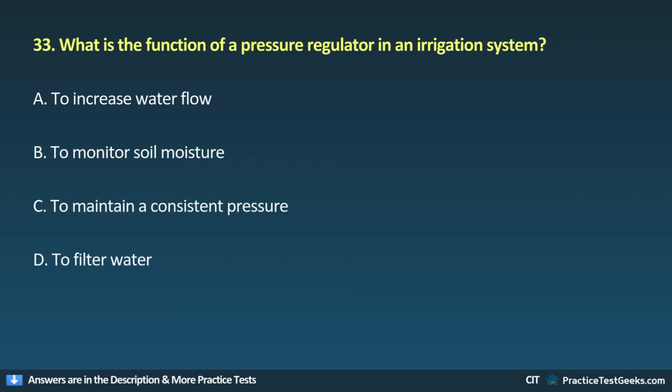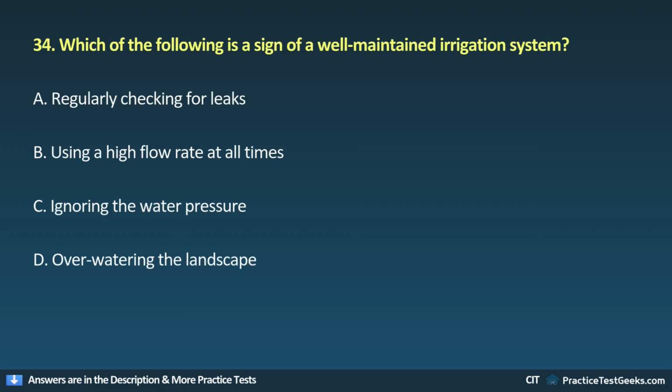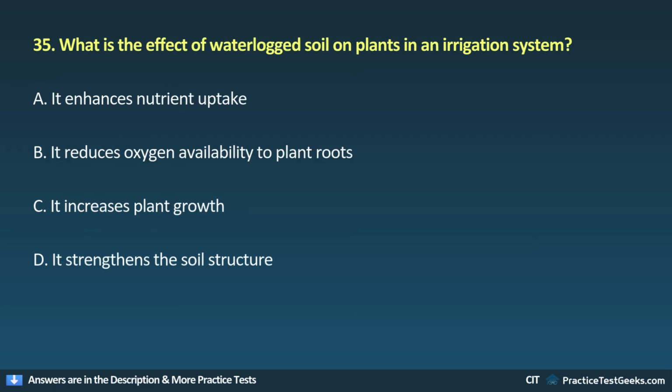33. What is the function of a pressure regulator in an irrigation system? A. To increase water flow. B. To monitor soil moisture. C. To maintain a consistent pressure. D. To filter water. 34. Which of the following is a sign of a well-maintained irrigation system? A. Regularly checking for leaks. B. Using a high flow rate at all times. C. Ignoring the water pressure. D. Overwatering the landscape.